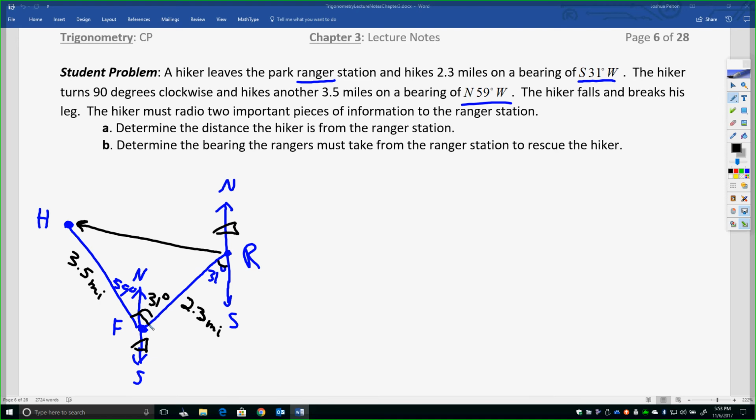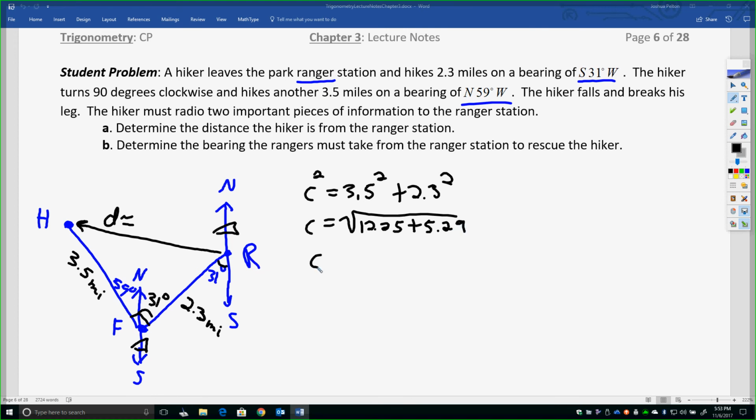So I can find out my distance. Okay, so c squared equals 3.5 squared plus 2.3 squared. So c equals the square root of 12.25 plus 5.29. So c is equal to the square root of 17.54. So c is approximately 4.2 miles. That is our distance.